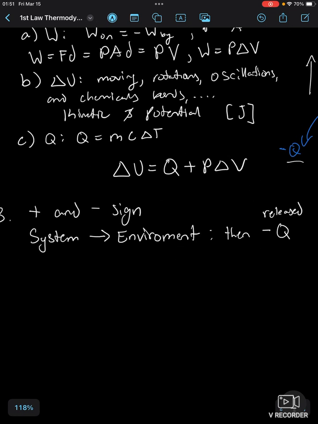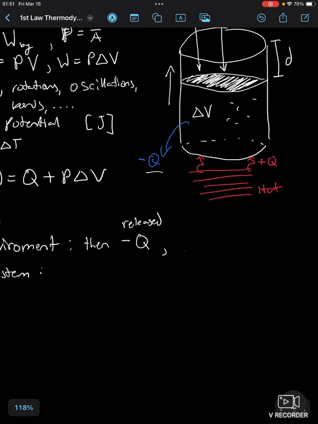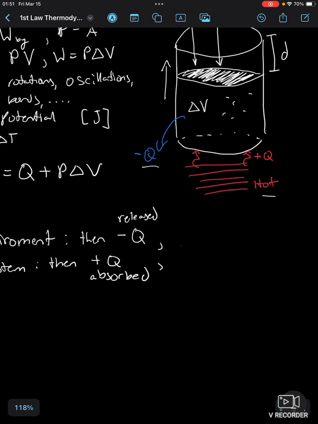Well, if we have the environment in here, and it is going into the system, then we have heat from the environment, for example right here, going into the system. That's adding energy, so that is plus heat, increasing the heat, this is being absorbed right here. Now, what does this mean though?